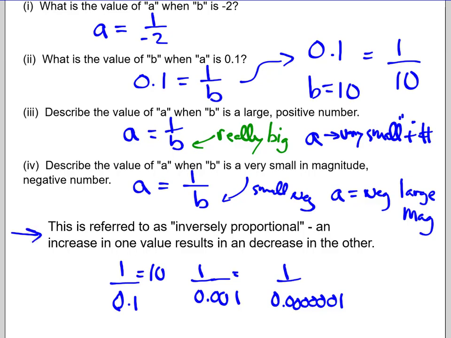Okay, now this is called an inverse proportion. An increase in one value results in a decrease in the other. So this is backwards to the proportion one.